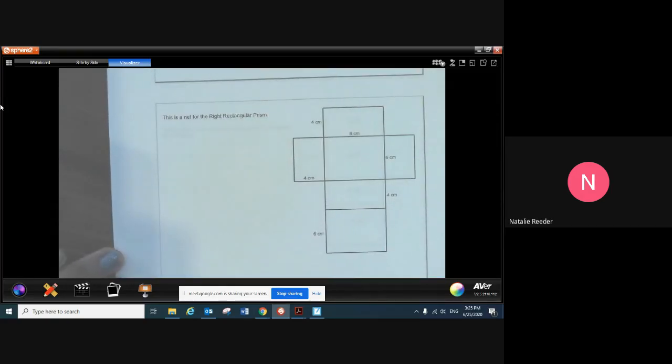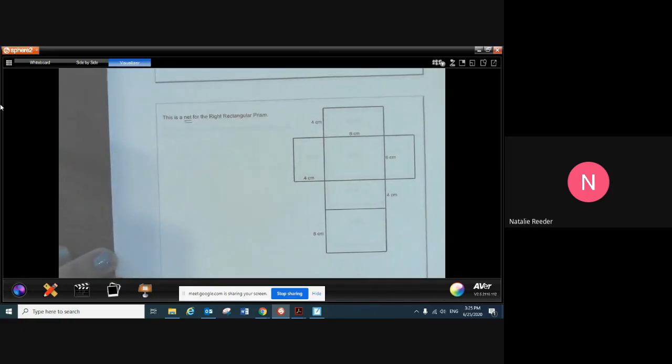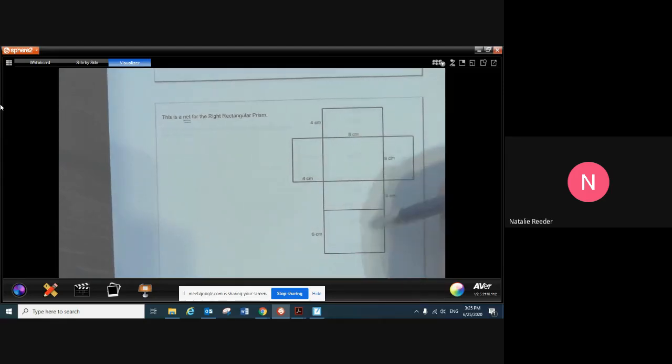This is called a net. If ever the question asks you to draw a net or to sketch a net, this is what it wants you to do. So if we count, we got 1, 2, 3, 4, 5, 6 rectangles that form this rectangular prism.